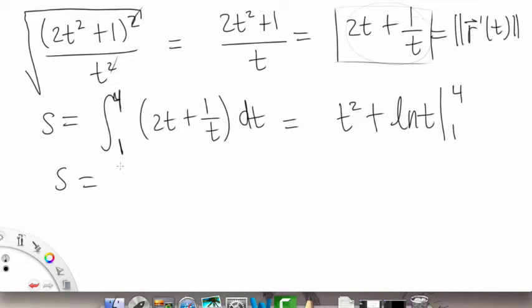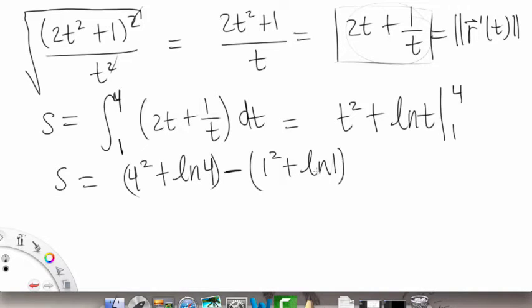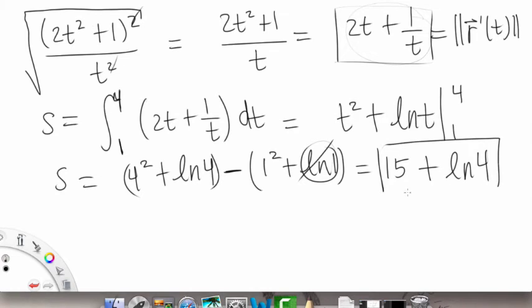Now we'll plug these in. S is going to equal 4 squared plus ln 4, minus 1 squared plus ln 1. The ln 1 is just going to be 0. Then we have 16 plus ln 4 minus 1, so what we end up with is 15 plus ln 4. And that's it, we're done with this problem. This is the arc length given the parameterization r of t, where t ranges from 1 to 4.